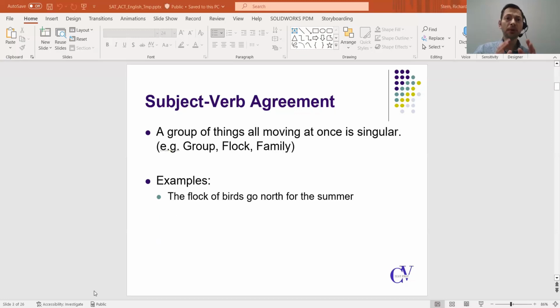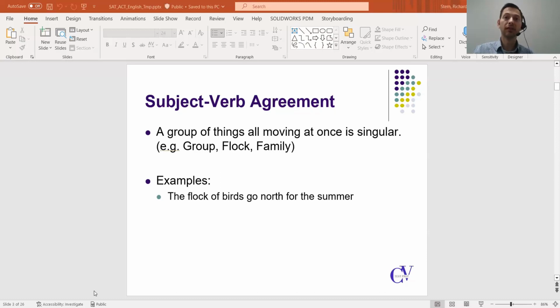So a group of things all moving at once is singular. A group, a flock, a family. "The flock of birds go north for the summer." So is that right? Should it be "go north for the summer" or should it be "goes north for the summer"? Initially, when you read it, it sounds right. And that's the trick with the SAT. They all sound right. But you have to ask yourself, who's going north for the summer?